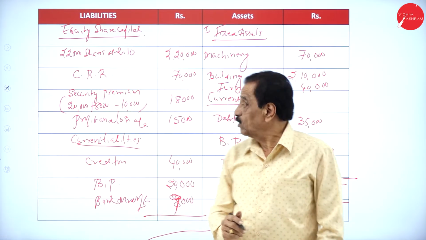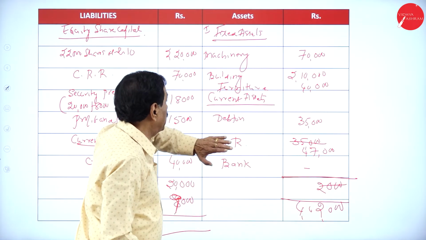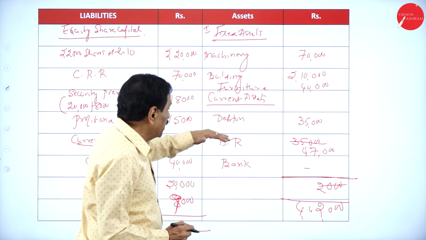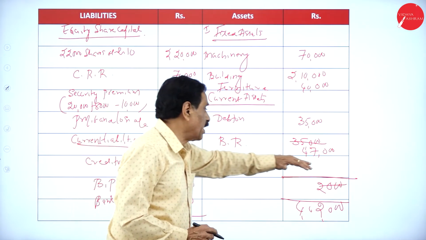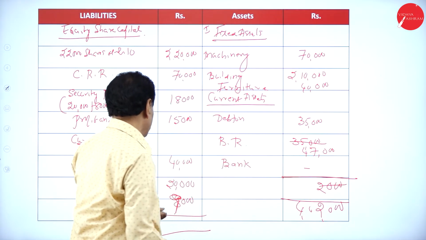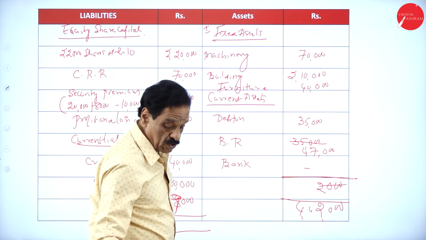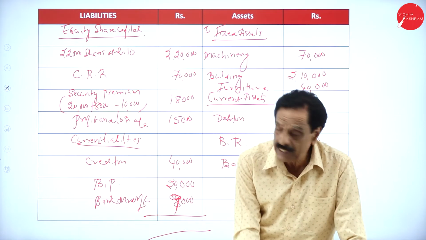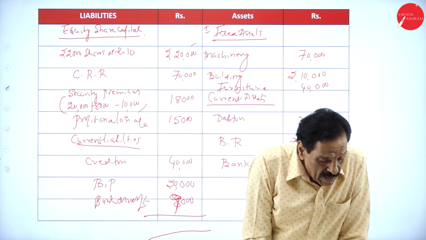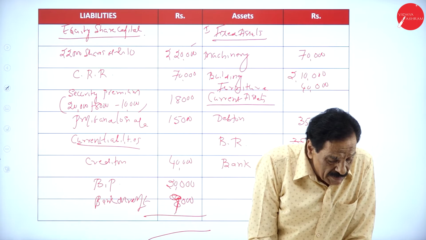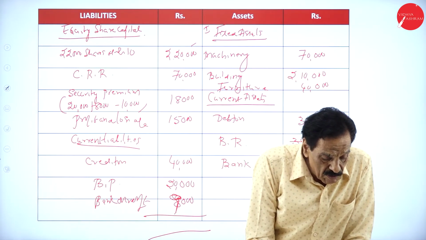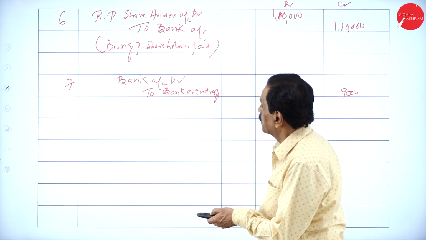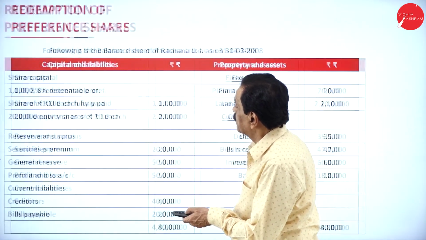4,02,000 is the total. So missing is machinery 70,000, building 2,10,000, furniture 40,000, debtor 35,000, BR 47,000. Bank won't come, it becomes the bank overdraft here. So 4,02,000. Now, by issuing the share, you got 2,20,000. Then CRR is created to the extent of 70,000. Security premium, you got only 80,000. Capital reserve, you got CRR.